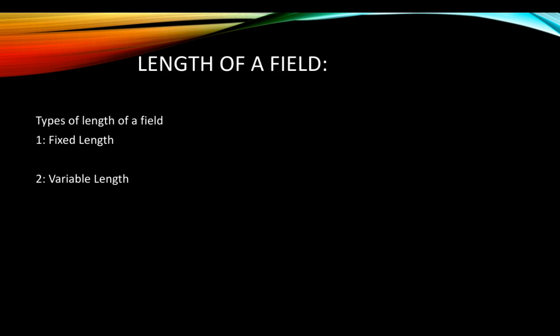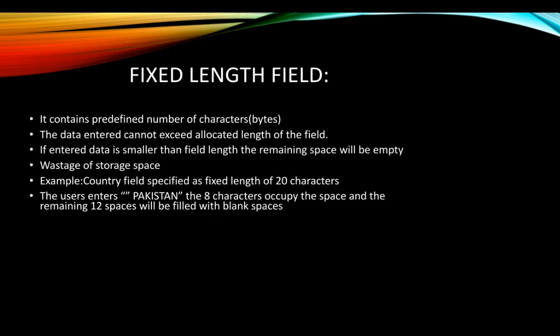Now come to the next topic, that is the length of the field. Length of the field has two types, fixed length and variable length. A fixed length field contains a predefined number of characters or bytes. The data entered in a fixed length field cannot exceed the allocated length of the field. If the data entered is smaller than the field length, the remaining space will be empty.